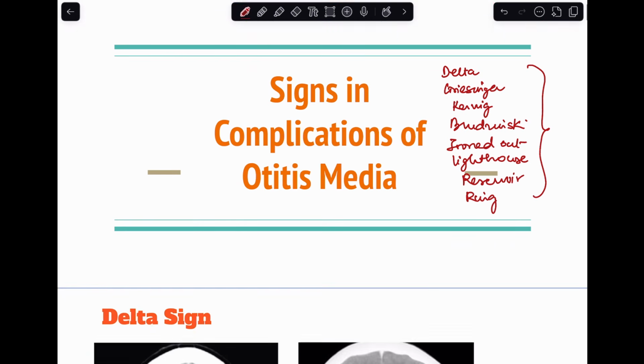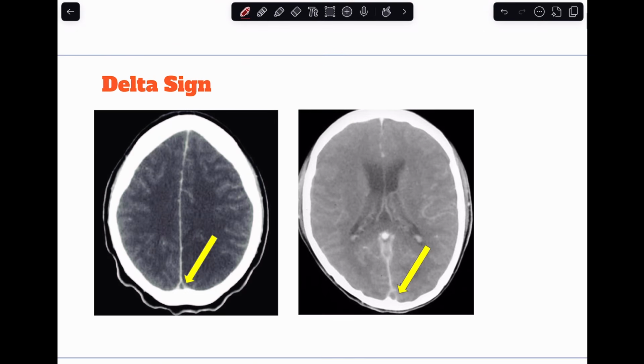Okay, so let's get started with our first sign. So over here, what we see here is the delta sign. Now, what is delta sign? First of all, delta sign is a radiological sign. As you can see over here, we usually see it in a contrast enhanced CT or an MRI scan. What is this sign? So if you look at the image over here where the arrow is pointed, we can see that there is a triangular filling defect over here within the dural venous sinus.